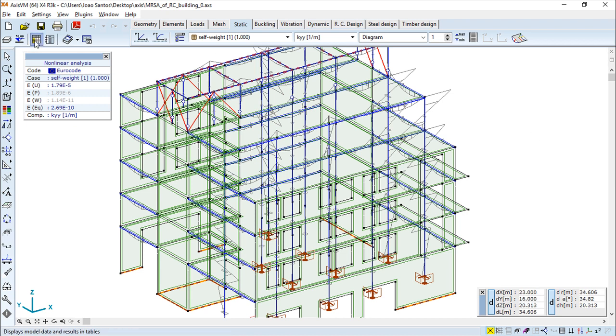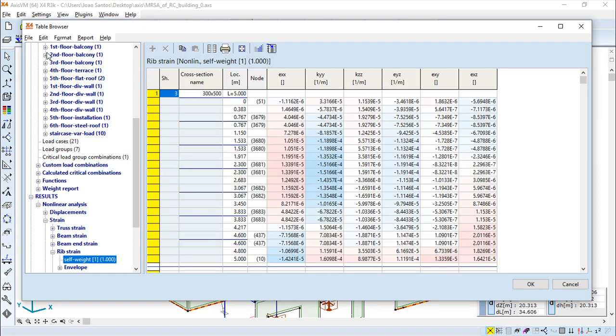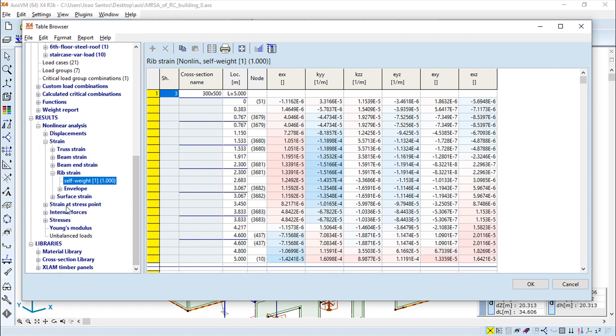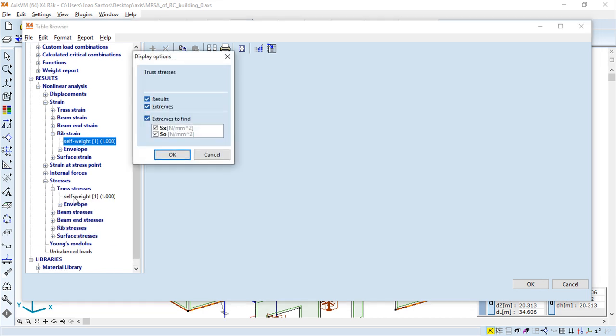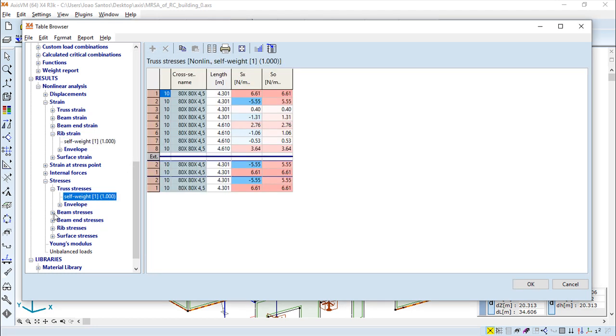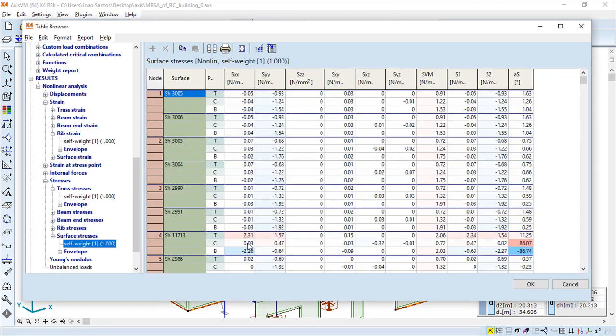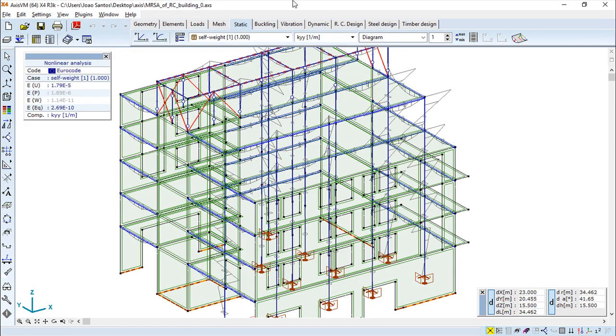One other possibility is to check all of this in terms of the table browser. You know this already, where we have the results in table format. For example, in terms of the stresses, we also have all of these truss stresses, beam stresses, and surface stresses. So all of these things are around here. You can check them to help analyze what you've calculated.